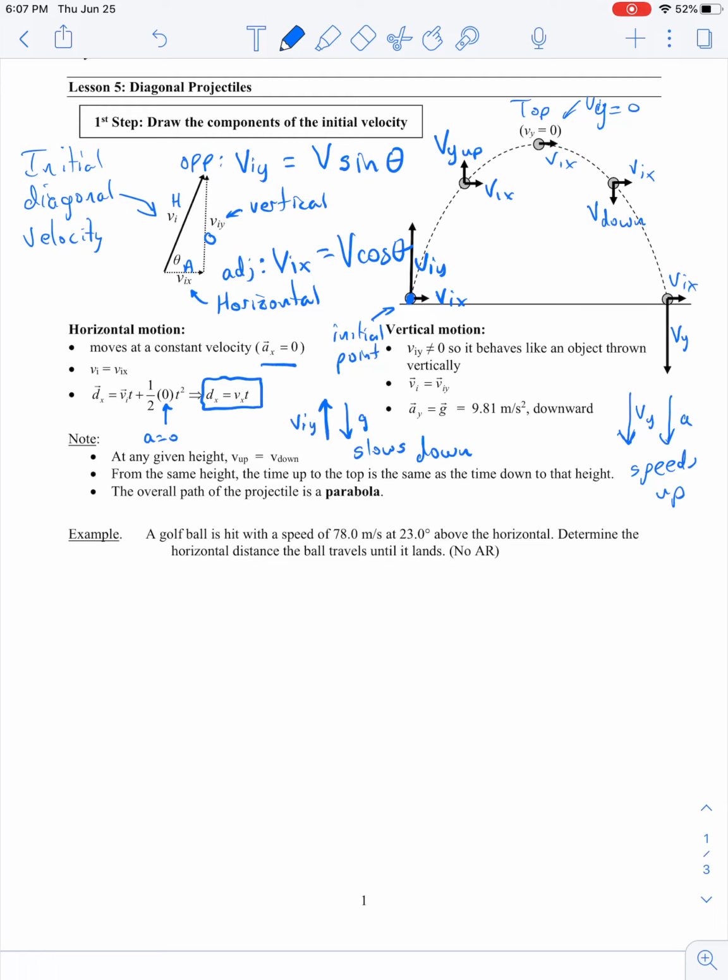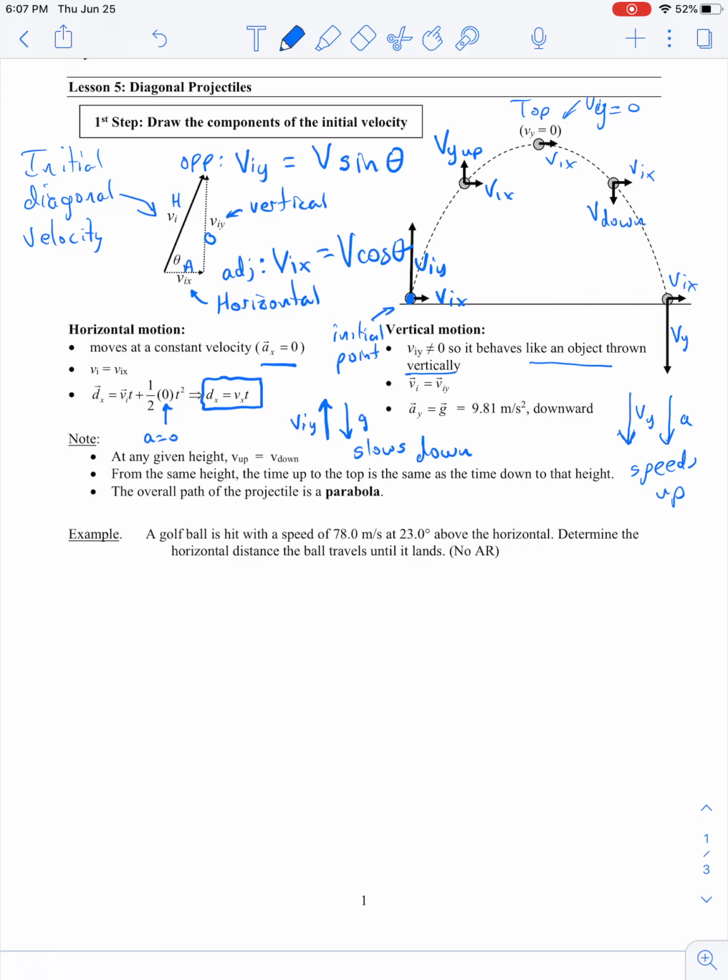So a couple of things about the vertical motion. It behaves like an object that's thrown vertically. This motion of up and down is just that motion that we look at when we throw an object straight up into the air. The initial velocity is VIY in the vertical direction, and the acceleration, of course, is 9.81 meters per second squared downwards.